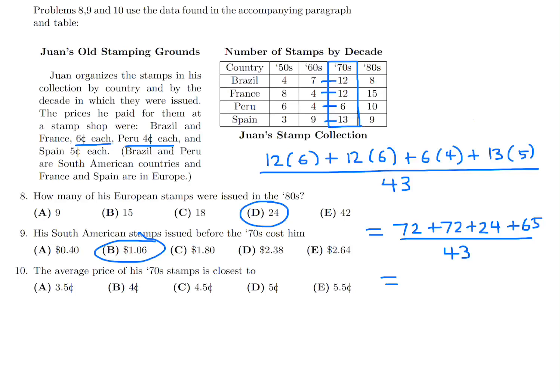So the top is 233 divided by 43, and therefore this is 5.442. So it's closest to, let's see here, E. So number 10 is E.